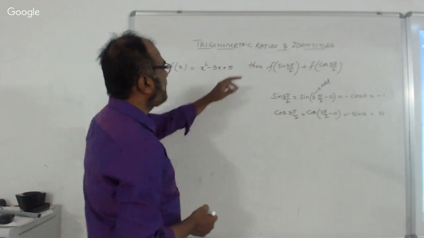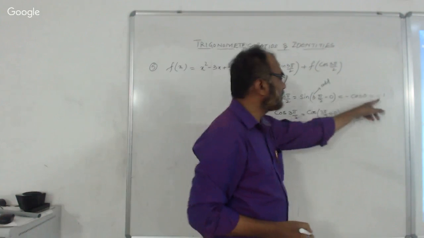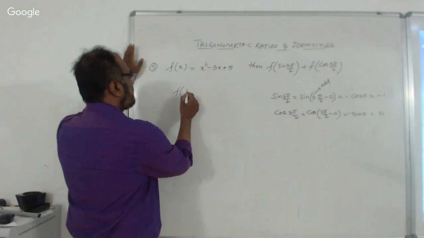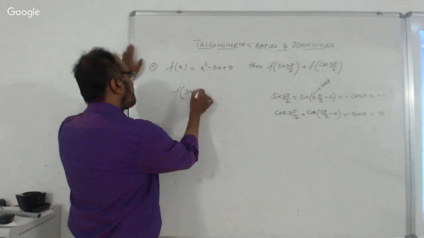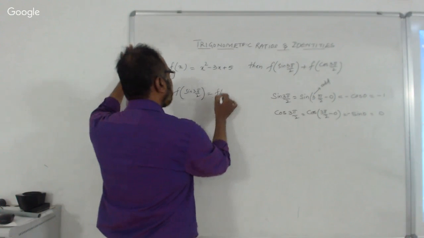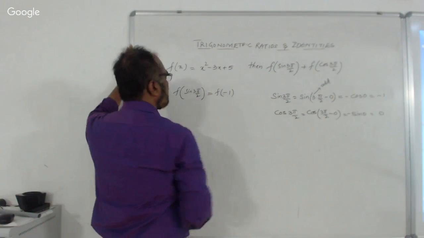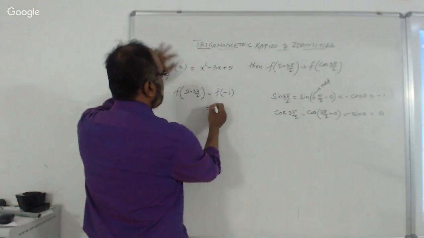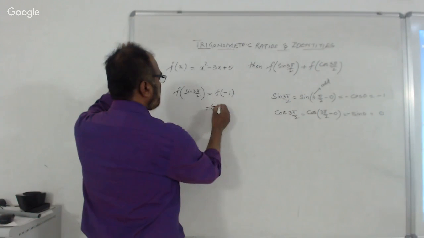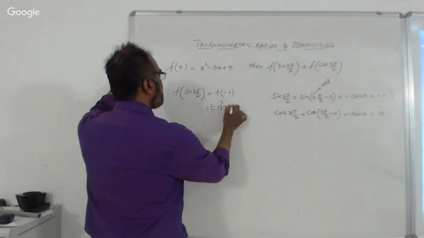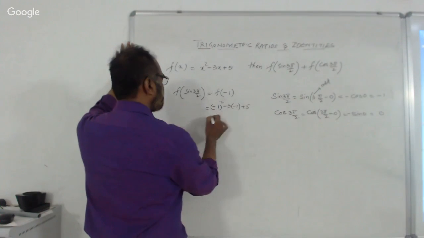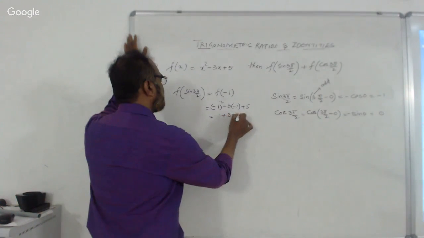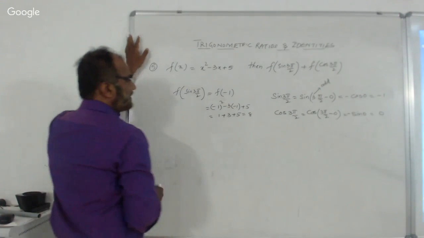Now, you find the value of sine 3 pi by 2 is minus 1. So it is f of minus 1. F of sine 3 pi by 2 is nothing but the value of f of minus 1, which is minus 1 square, minus 3 into minus 1 plus 5. 1 plus 3 plus 5, which comes to 8.